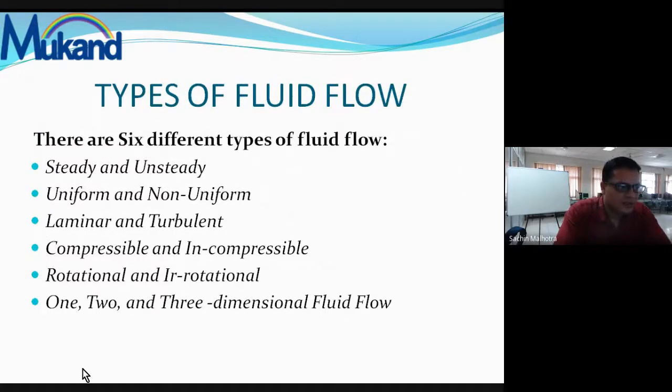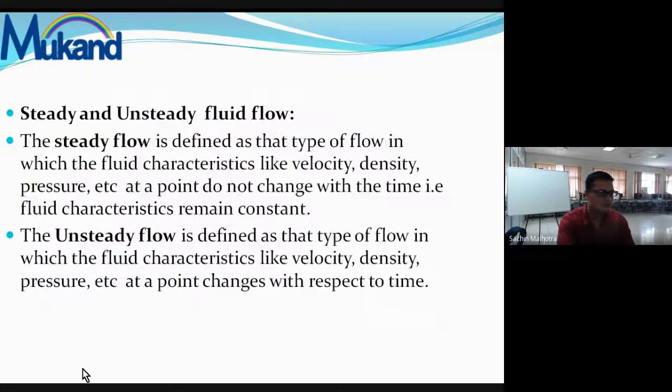Next topic is types of fluid flow. So now there are 6 different types of fluid flow, like steady flow, unsteady flow, uniform and non-uniform flow, laminar and turbulent flow, compressible and incompressible flow, rotational and irrotational flow. Next are 1, 2, and 3-dimensional fluid flow. So we will study them one by one, starting from steady and unsteady fluid flow.